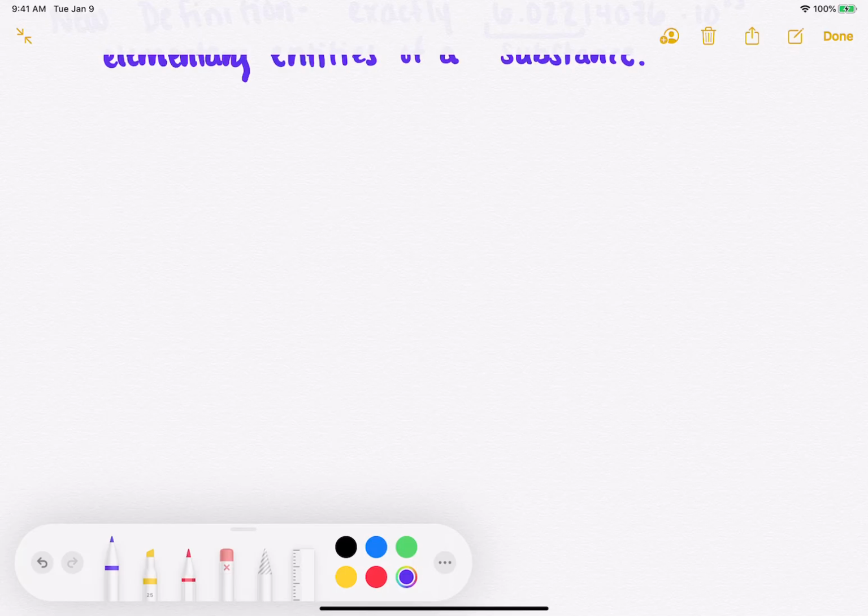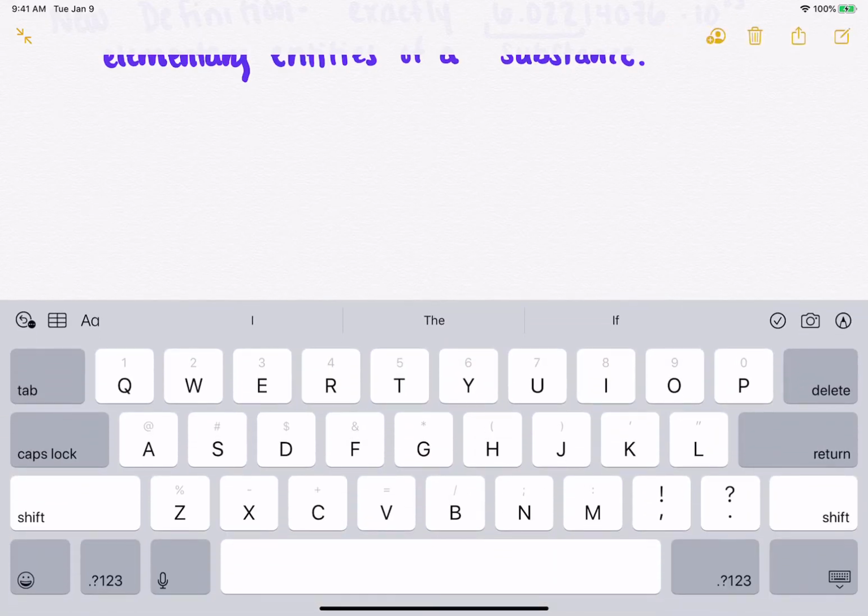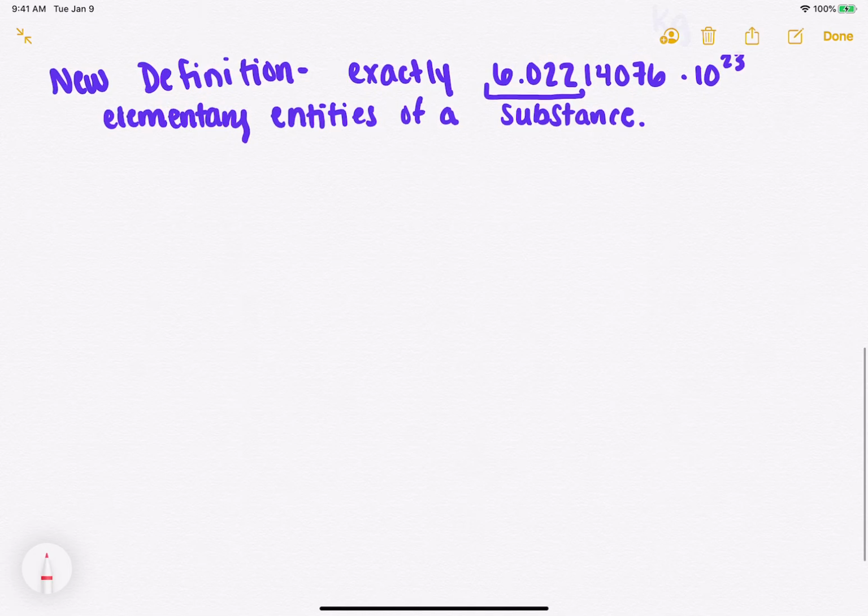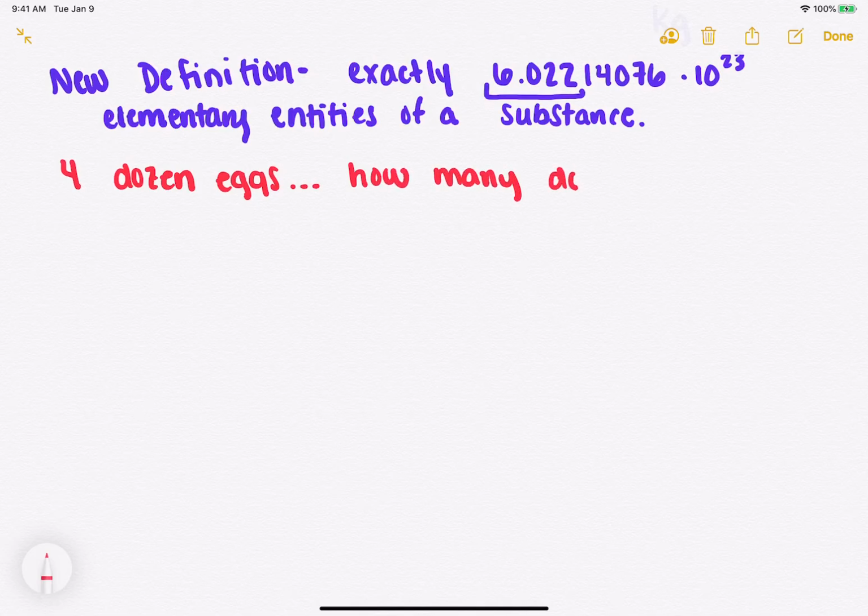So I'm going to give you an example of some ways that this is going to be used to calculate. But we're going to start first with a value that's a little bit more familiar to you. So if you have 4 dozen eggs, how many eggs do you have? Okay, so that's really simple. You say just multiply by 12. But it gets more complicated when we have a more unfamiliar value, something like a mole.